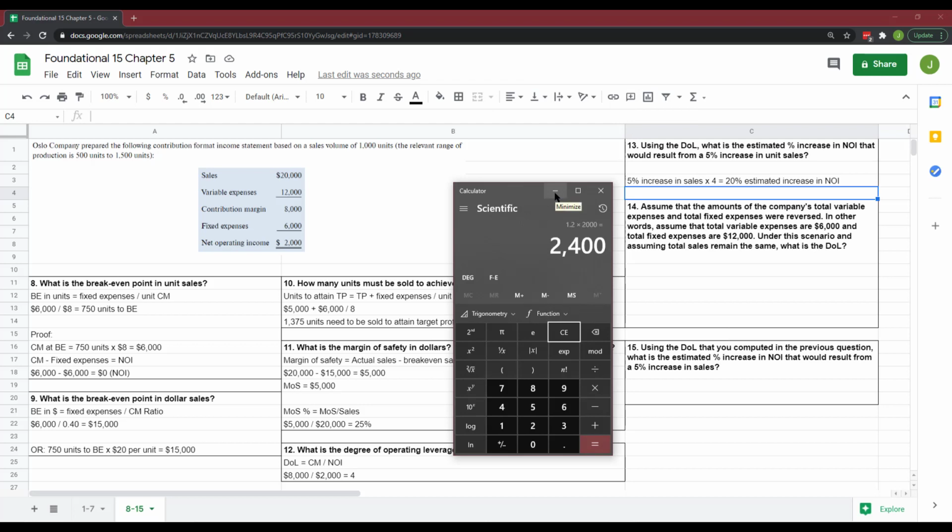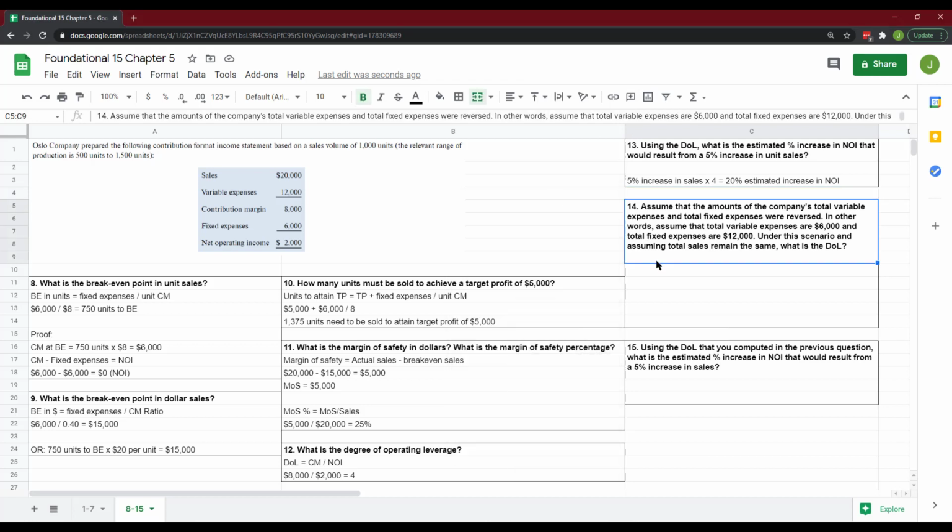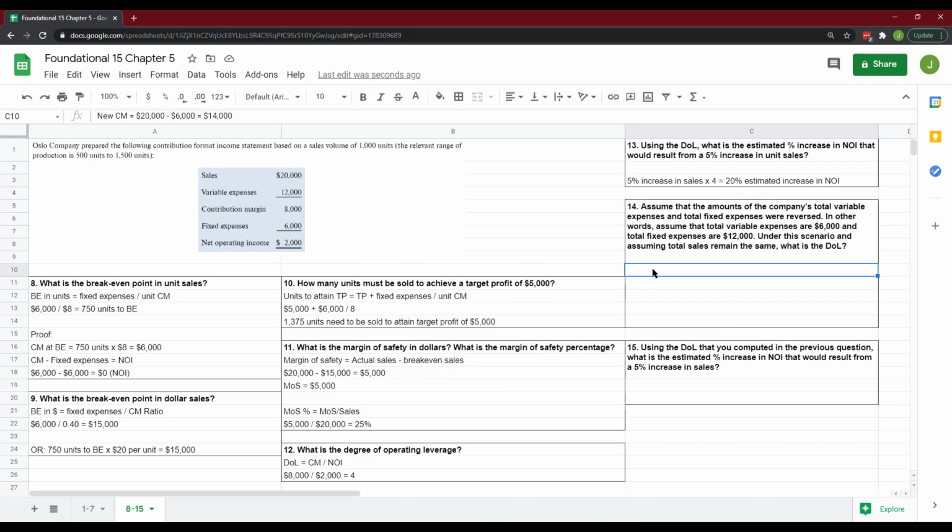Number 14 is asking, assume that the amounts of the company's total variable expenses and total fixed expenses are reversed. In other words, assume that the total variable expenses are 6,000 and total fixed expenses are 12,000. Under this scenario, and assuming that total sales remain the same, what is the degree of operating leverage? So we're just switching the 12 and the 6. So what would that impact be? So we would first find our new contribution margin. So that would be 20,000, not minus 12 in this case, but minus 6,000. That would give us a contribution margin of 14,000.